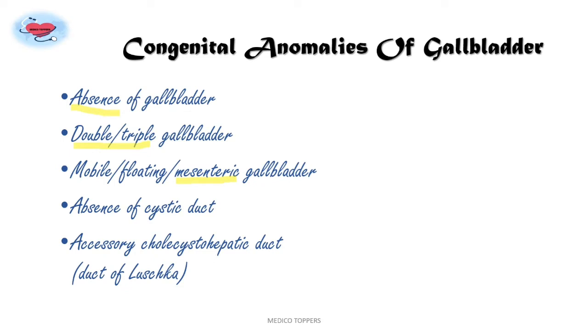Next, absence of cystic duct or long cystic duct. Next, accessory cholecystohepatic duct, which means duct of Luschka. Nearly 10% of people have this condition. If we are not able to identify it, it may lead to biliary fistula and peritonitis because of the continuous leakage. Other than this, we can have arterial malformations, like a cystic artery that may originate anteriorly or posteriorly. So arterial malformations may also occur.